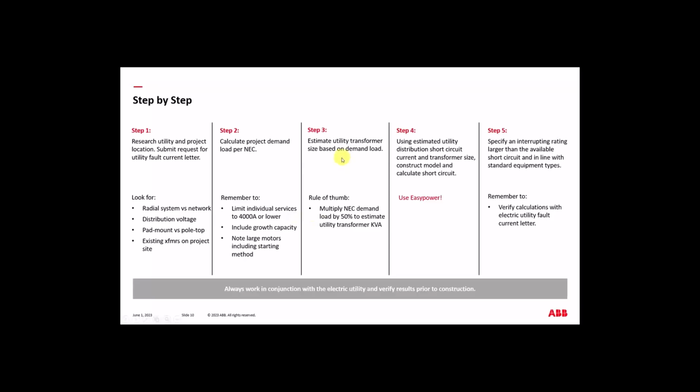Step 3 is a big one. Once you've got that demand for the building calculated out, then this is where you want to try to estimate the transformer that the utility is going to provide. So here's my rule of thumb, and this could be controversial, but I've had pretty good luck with this. You take your NEC demand and cut it in half, and that'll be probably the largest kVA transformer that the utility will provide. And I'll get into an example with this.